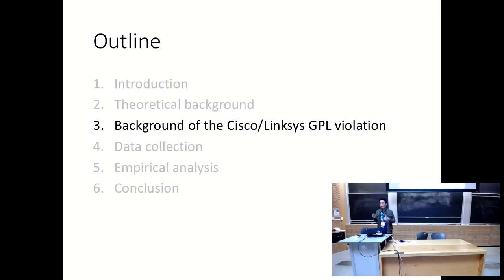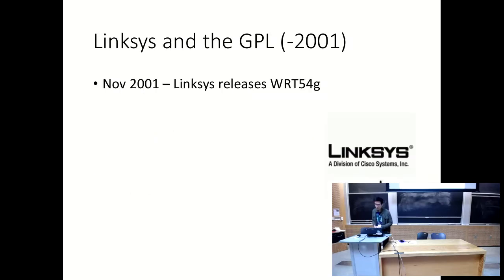But as I said, I'm not going to give a definite answer to any of these questions, but I'll take you into depth about the Cisco and Linksys GPL violation. I've constructed a timeline as far as I understand it. So in November 2001, Linksys released their WRT54G. This is what it looks like.